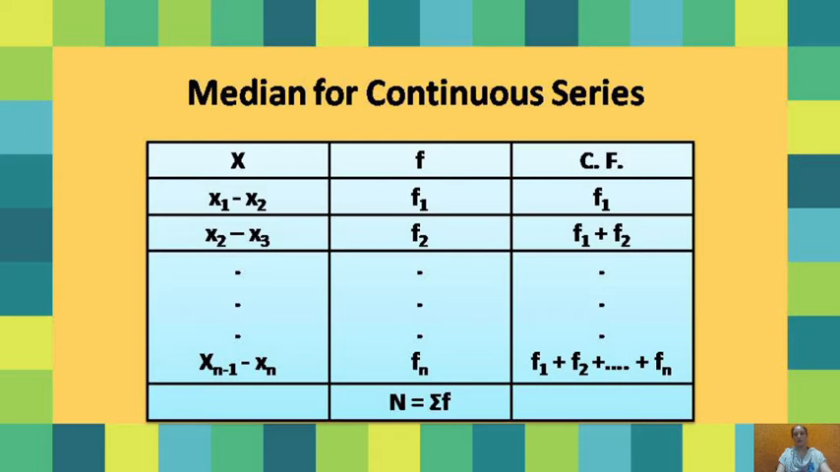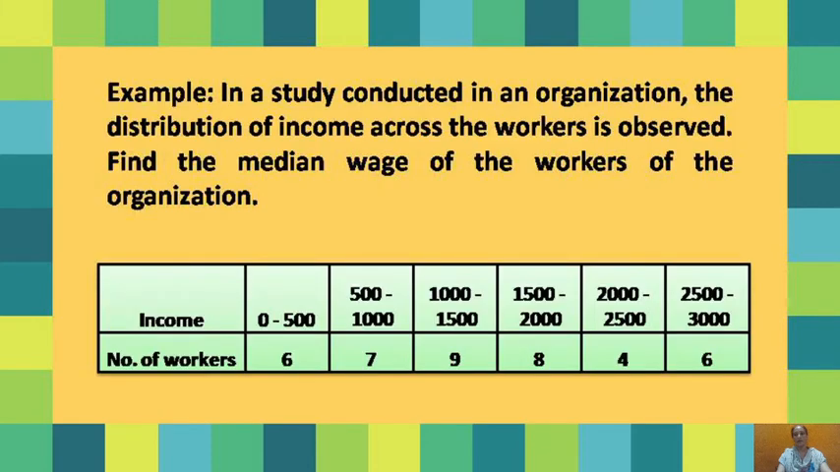Now further I am taking one example here. You can read this example. In a study conducted in an organization, the distribution of income across the workers is observed. Find the median wage of the workers of the organization. You can see in this table that income is given in the form of classes: 0 to 500, 500 to 1000 and up to 2500 to 3000. The number of workers is indicated as the frequency. So for each income class, we are given the number of workers, that is, the frequencies.